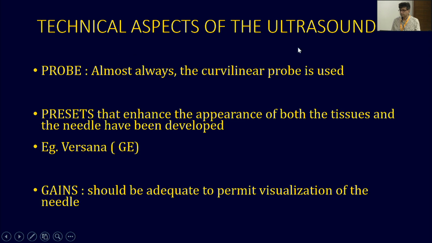Now, technical aspects of ultrasound. The probe, usually we use the curvilinear probe. Almost always we use the curvilinear probe. The preset that can be used is the first trimester or the second trimester preset. First trimester for the chorion sampling and second trimester for the amniocentesis.